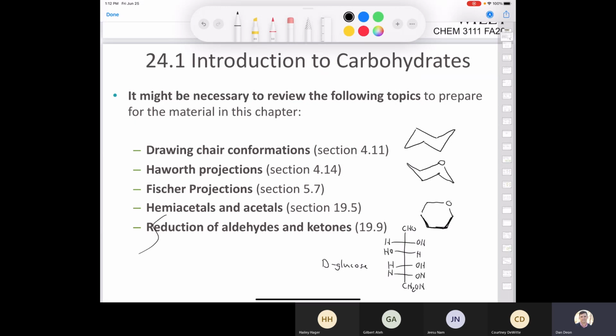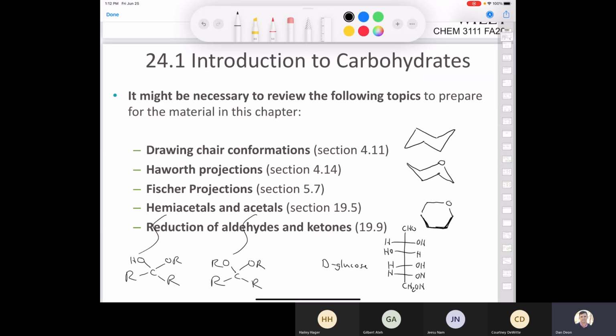Hemiacetals and acetals. You should know that a hemiacetal is basically a carbon that has an alcohol attached to it and an ether, whereas an acetal is when you have a carbon that has basically two ethers attached to it. So that's an acetal. And then, of course, the reduction of aldehydes and ketones with reagents like sodium borohydride. I'm pretty sure that stuff is fresh in your memory.